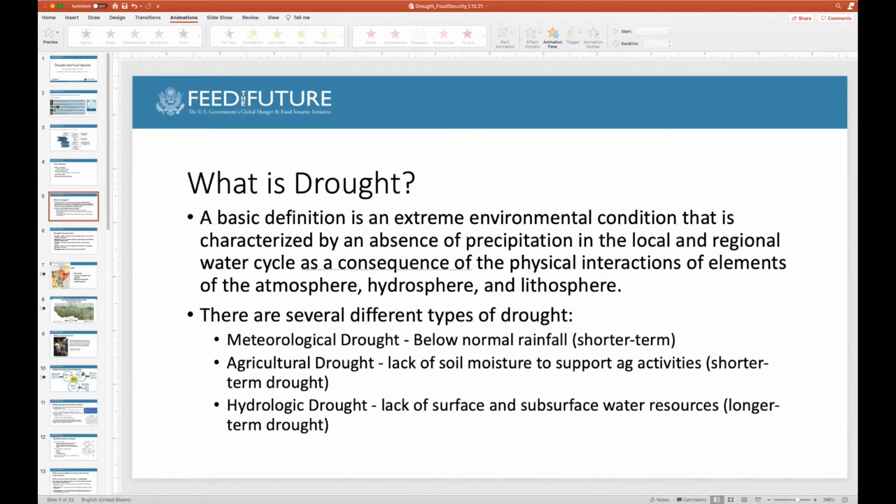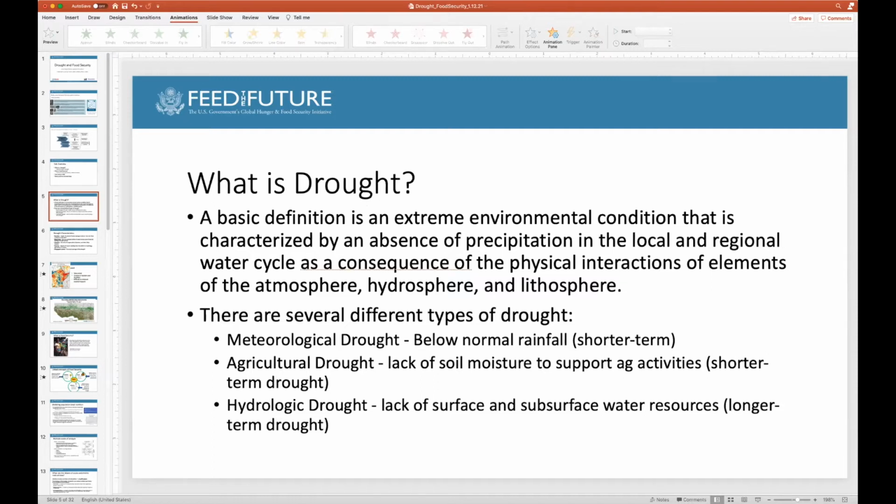So what is drought? Drought is an extreme environmental condition that's characterized by the absence of precipitation in the local and regional water cycle, which is the consequence of physical interactions of elements of the atmosphere, hydrosphere, and lithosphere. There's many different kinds of drought, but in this context, we can focus on different temporal scales. So meteorological drought is, say, 2 weeks of below average rainfall.